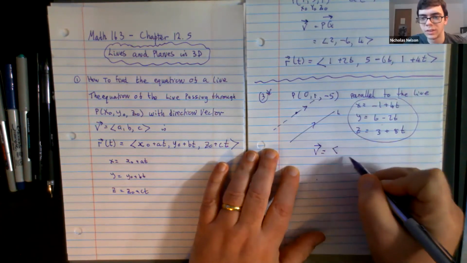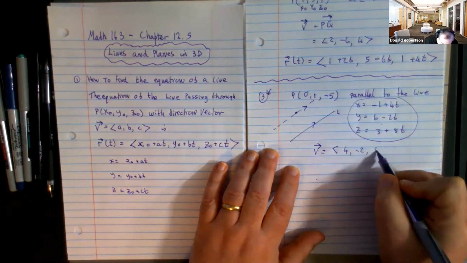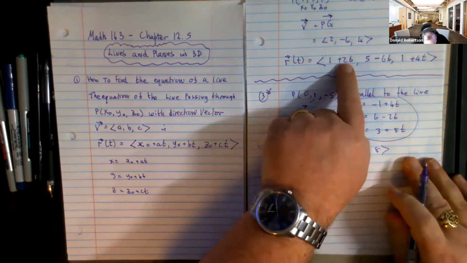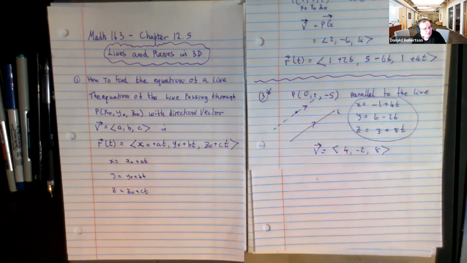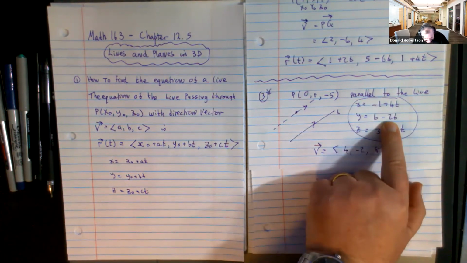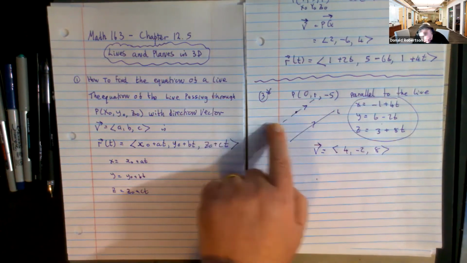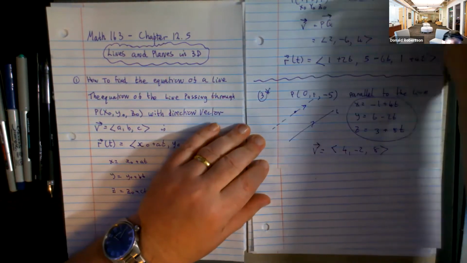The coefficients on the t's? So 4, -2, 8. If you think about it, isn't the coefficient on the t's the direction vector? Does that make sense? So this line has a direction 4, -2, 8. My line's parallel to it, so 4, -2, 8. Now you put that together and I've got my answer.